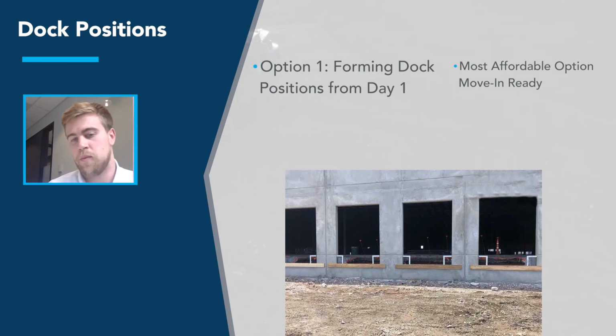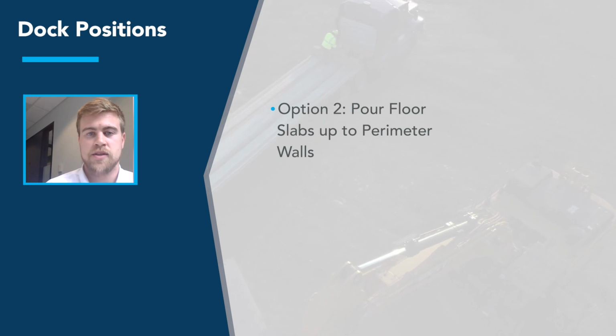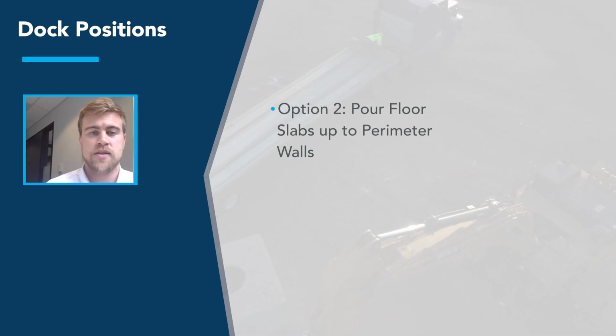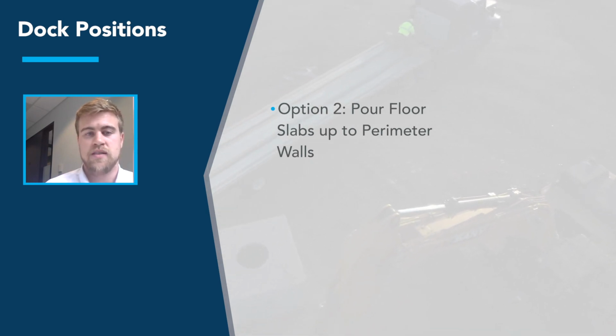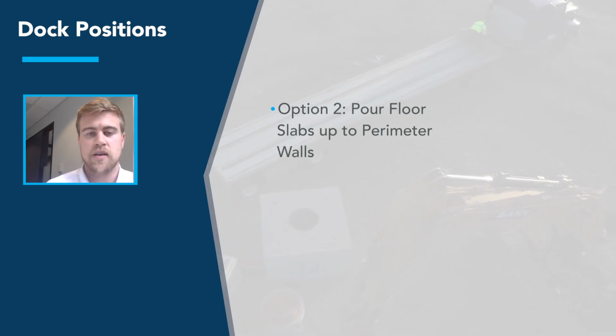In that condition, going back to slab design, it may be a better option to pour your floor slabs up to the perimeter walls at those dock positions and have future knockouts in the wall that could essentially be fit and retrofitted specific to the tenant's needs once they move into the facility.